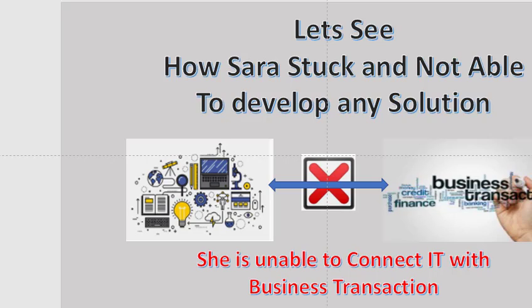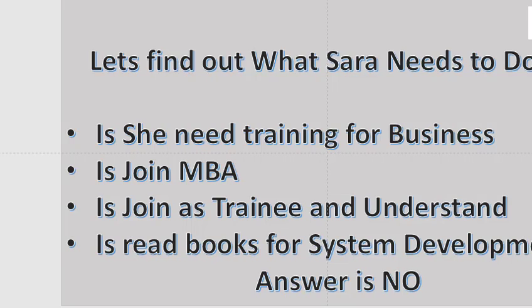Why is this happening? You can see this is technology. There is a connection between technology and transaction. She is not able to create the relationship, so she is unable to connect IT with the business transaction. Now let's find out what Sarah needs to do. Does she need training for a business? Should she join an MBA? Should she join as a trainee and understand the business? Should she read a book on system development? The answer is no.